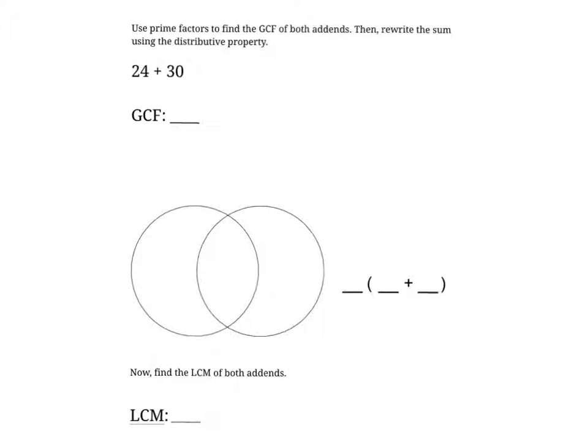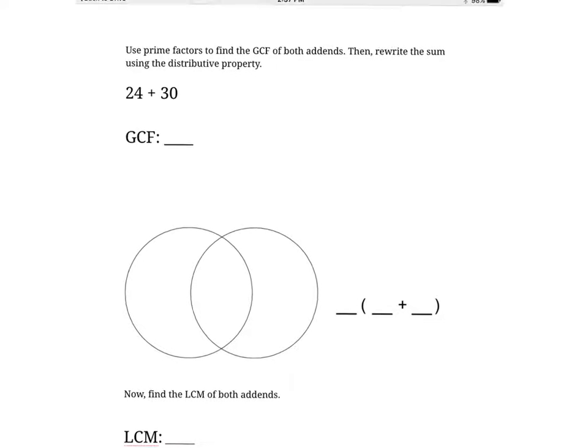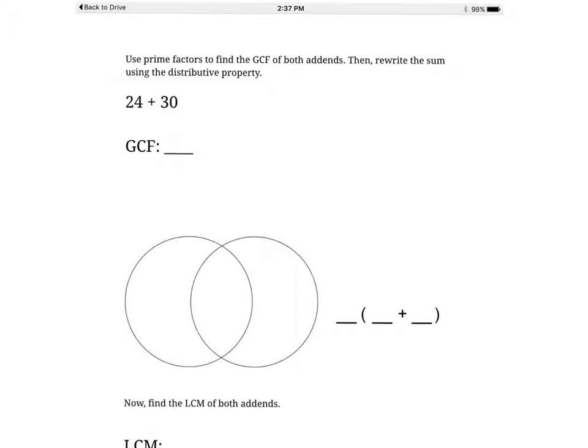Okay, here's another example of how to use prime factors to find the greatest common factor of both addends, 24 plus 30. Afterwards, we will rewrite it using the distributive property and find the least common multiple for both addends. So first, I'm going to make factor trees for 24 and 30.